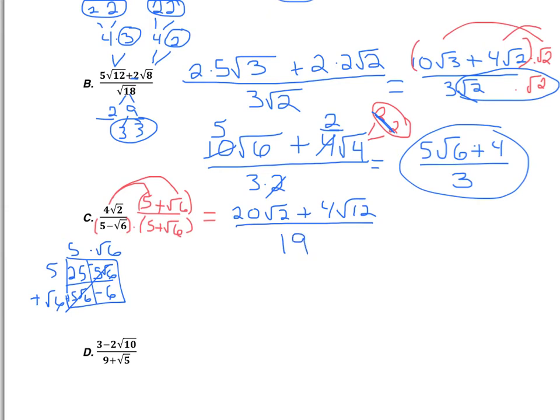And then we can go ahead and check and see if we can simplify the top again. So 12 is really 4 times 3, and 4 is 2 times 2. So we have a pair of 2's that comes out in front with the 4. So we have 20 root 2 plus 4 times 2 is 8, and then 3 is left under the radical, over 19.